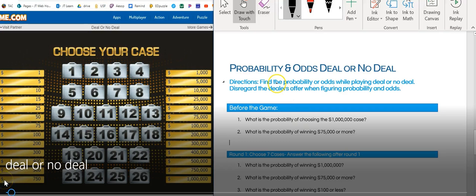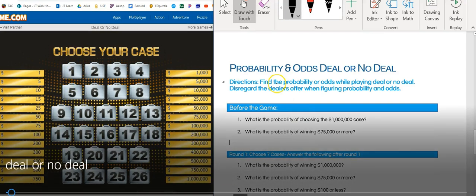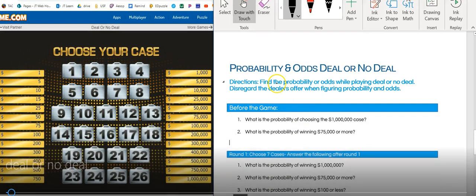Alright, so I'm going to go over how to do the Deal or No Deal activity. What you have to do is have the Deal or No Deal worksheet on the right side here. That's going to be a piece of paper in the front of the class. And then the website to play Deal or No Deal. You can access that through the website I put on the board, or there's a link on my own website, on the page that's for April 26.